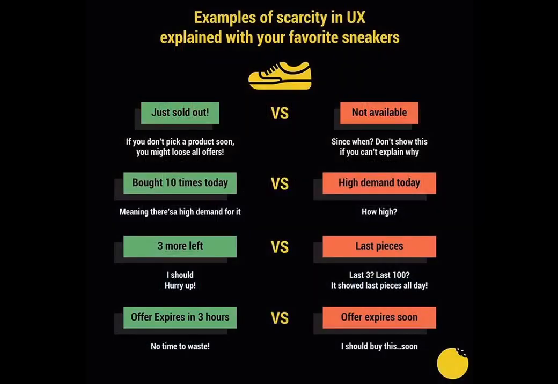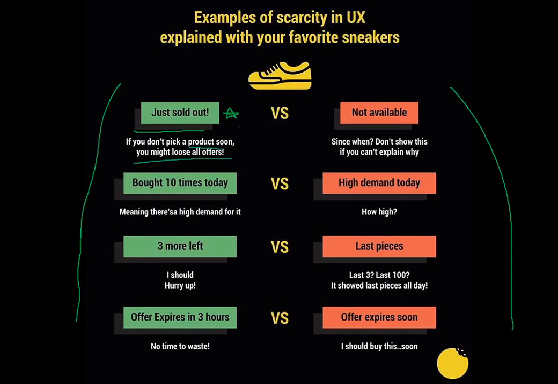Okay, final slide for today's class. As I said, UX is about making a design by understanding people's psychology, right? Remember? Let's have a look at this example. You are buying sneakers from a shopping website. Let's see the good and bad examples here. The good ones are green, of course, and the bad ones are red. First good example: the website shows "just sold out." This gives users a sense that if they don't pick a product soon, they might lose all offers. So people will hurry up.